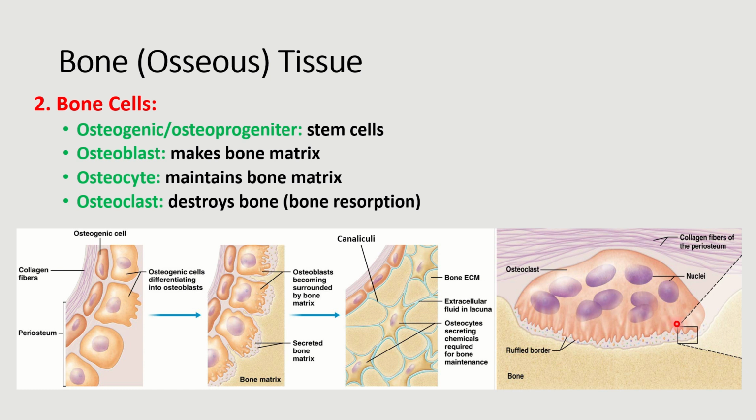And finally, you have the osteoclasts, which are really big cells. They're multinucleated and release acids and enzymes and destroy the bone when the calcium level is low. These cells become active under the parathyroid hormone and then release calcium from bone and increase blood calcium.